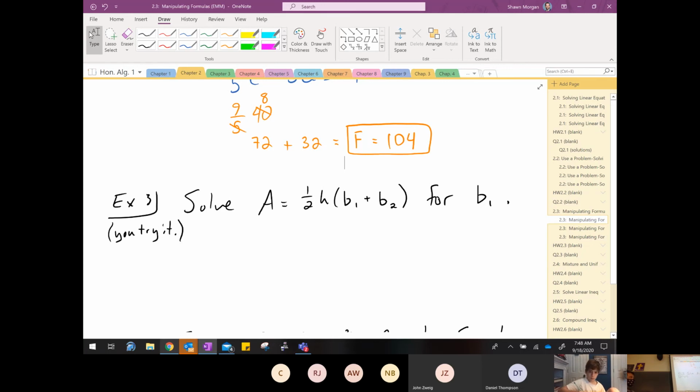Heinz 57 and French fried potatoes. It's a classic, Joe. It's a classic.